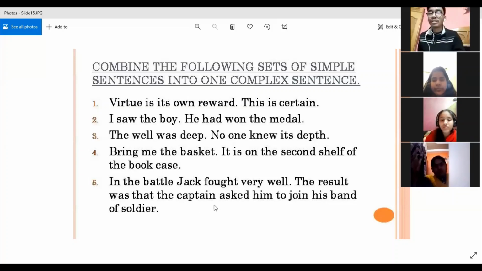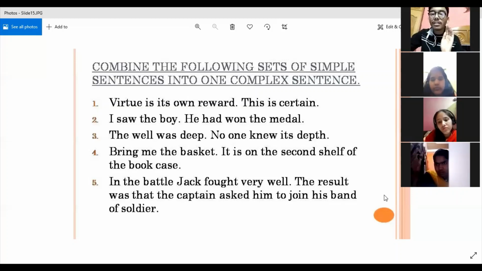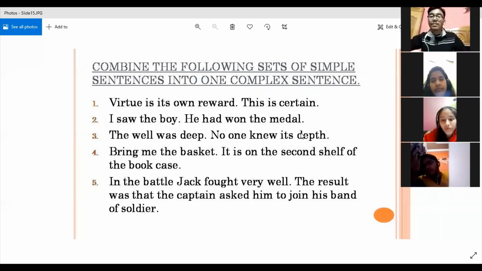The last one: in the battle, Jack fought very well. The result was that the captain asked him to join his band of soldiers. Yes, Divyanshi? Jack fought very well, as a result of which the captain asked him to join his band of soldiers. Anything else? Okay, that can also be one possibility.